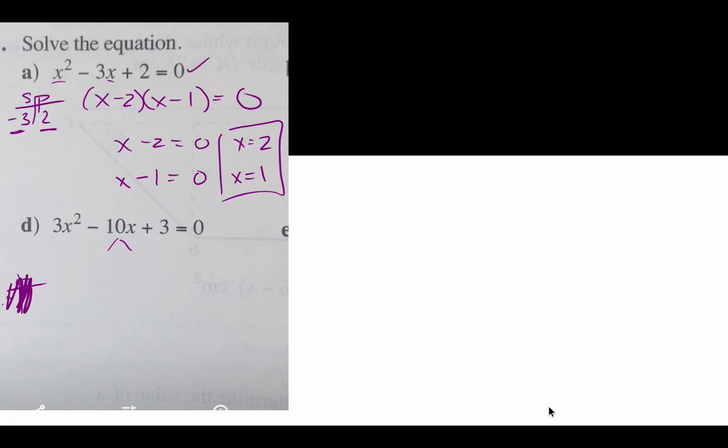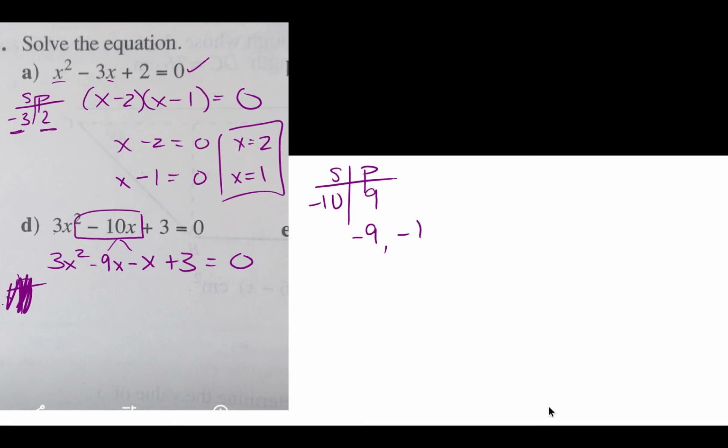Let me write it over here. We want sum and product: add to -10, and then multiply to your first term times your last term, which is 9. So here we could use -9 and -1. So I'm going to write this, don't change the first part, 3x squared. I'm breaking up -10x to be -9x minus x plus 3 equals 0.